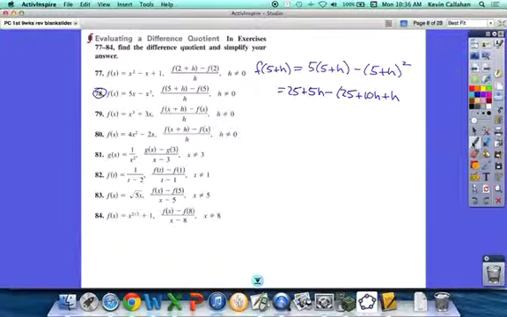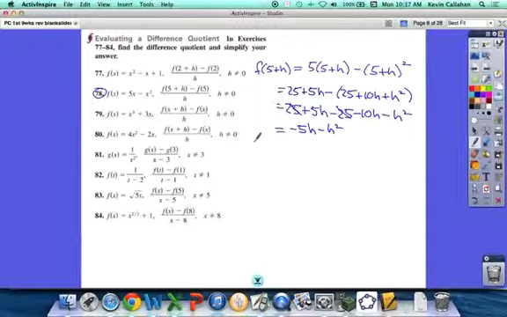It should have been like this, h squared. Okay, now we've got 25 plus 5h minus 25 minus 10h minus h squared. And then there's some simplifying here. We could say the 25s are going to cancel. 5h minus 10h is negative 5h, and we got our minus h squared. That was all the f of 5 plus h.